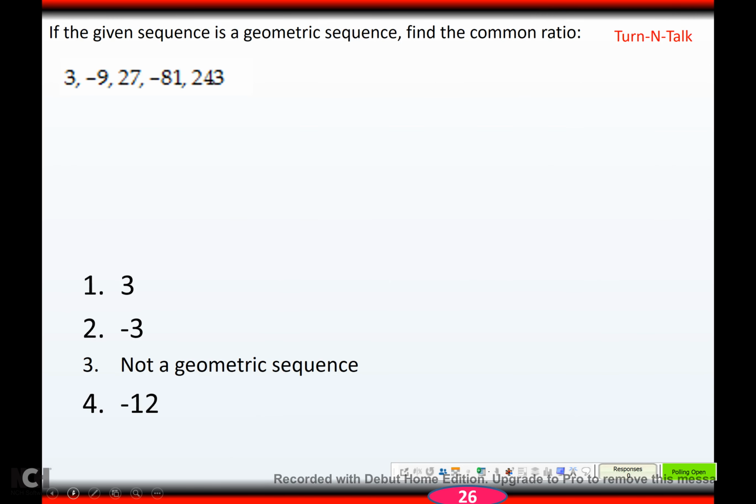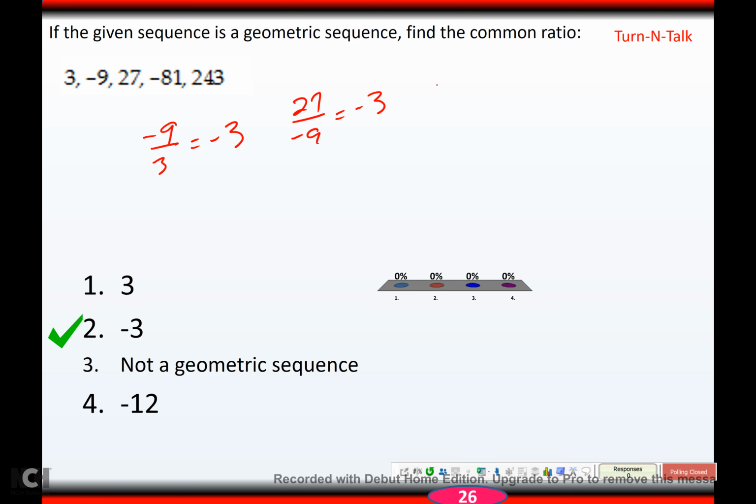Alright, hit pause, come back when you're ready, and hopefully you got -3. If I take -9 divided by 3, I get -3. 27 divided by -9, I get -3. -81 divided by 27, I get -3. The common ratio is -3.